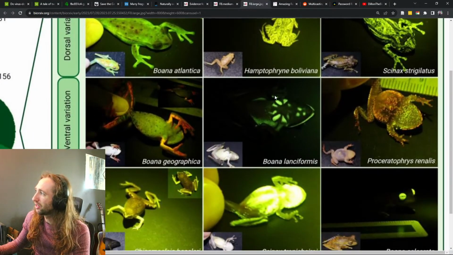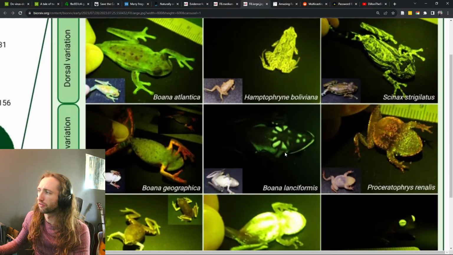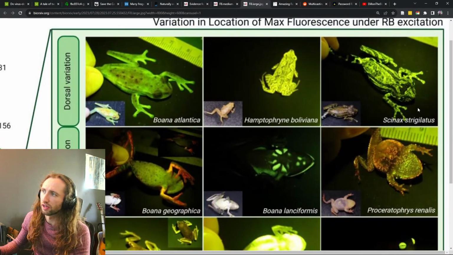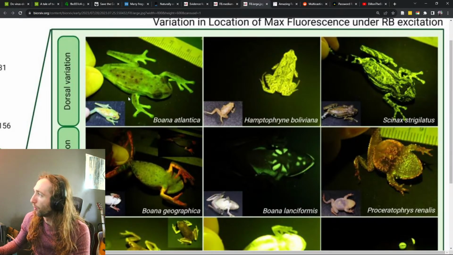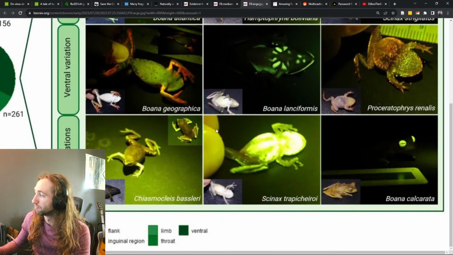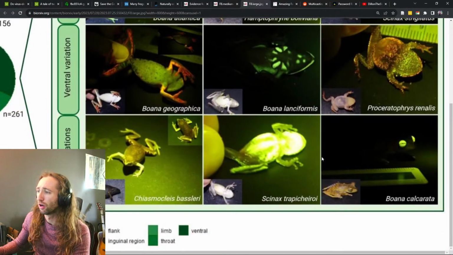It has these really cool patches underneath. And I need to look into it more, but you can all see the fluorescence on the lips. You can see it on the sides. These are absolutely visible. And then we can see it also in other ones like Synax strigulatus, Hamptophryne boliviana, Boana atlantica. There are some very fascinating realms to explore. Or if you look at Boana calcarata, its eyes are the ones fluorescing.